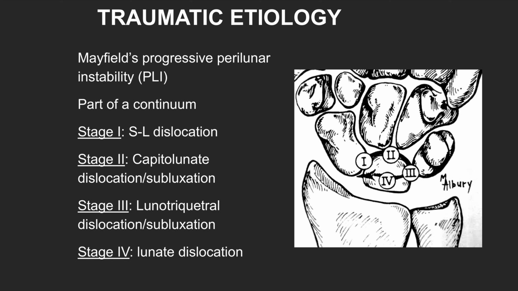Starts with stage 1 on the scapholunate interval, an injury to the scapholunate articulation. Stage 2, the injury progresses in a clockwise manner to the capitolunate or midcarpal joint. Stage 3, the lunotriquetral injury with a tear or rupture of the lunotriquetral ligament. And stage 4 is a complete lunate dislocation.